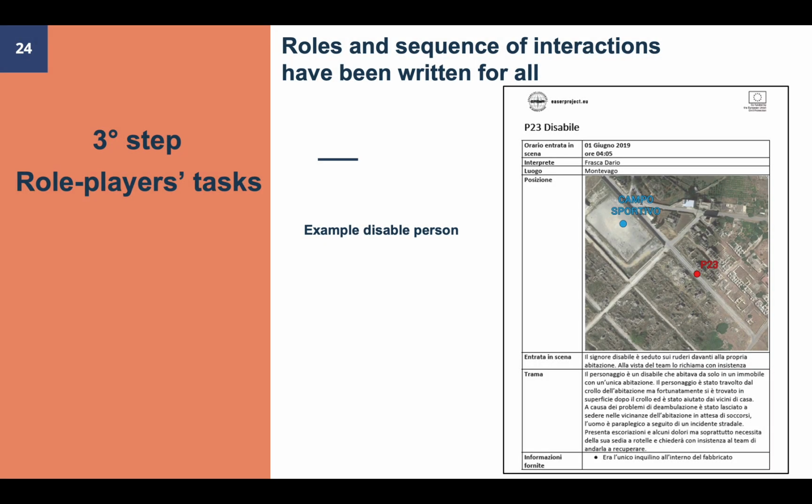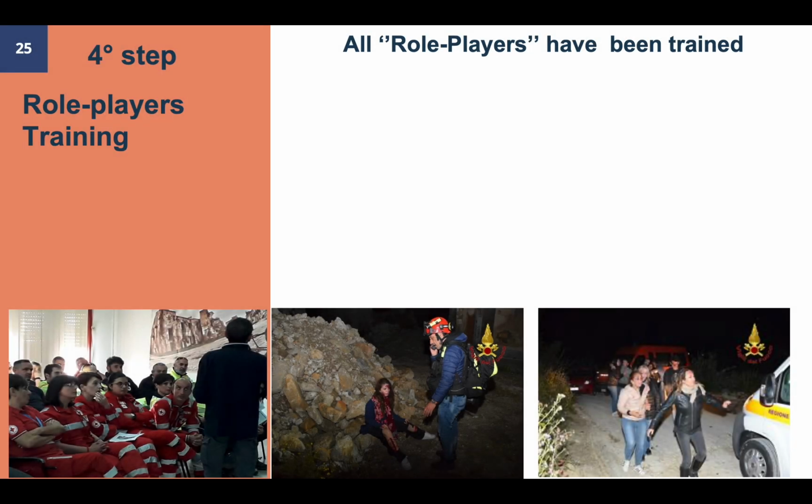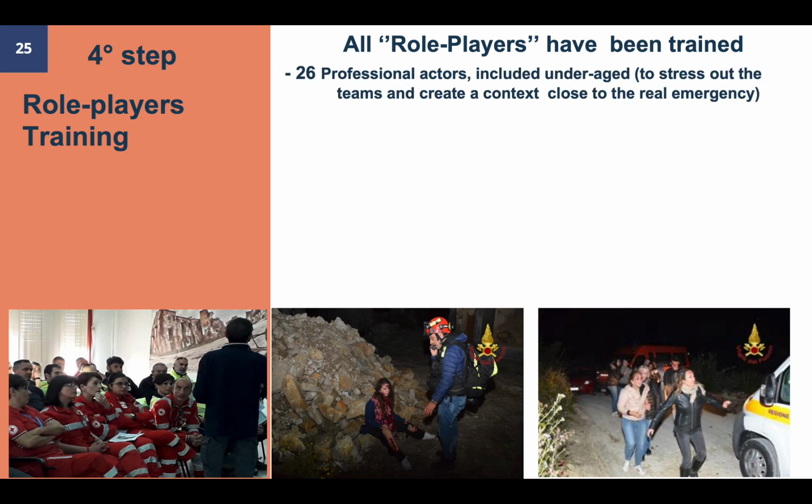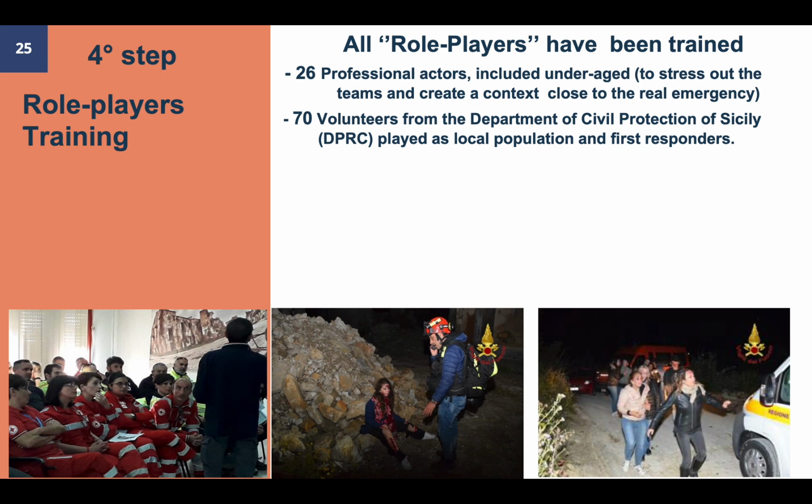Third step, role players' tasks. Roles and sequence of interaction have been written for all. Fourth step, role players training. All role players have been trained. 26 professional actors, including underage ones, were involved to stress the teams and create a context close to the real emergency. 70 volunteers from the Department of Civil Protection of Sicily played as local population and first responders.